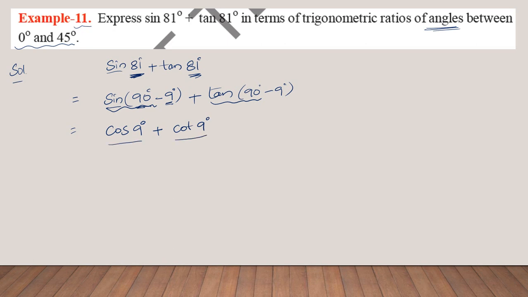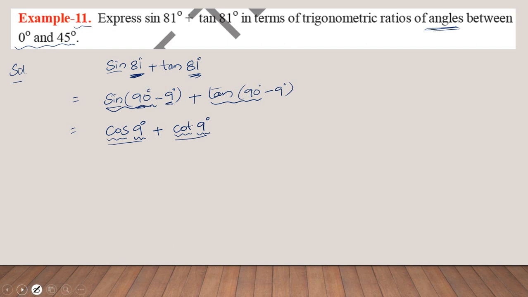If you observe carefully, this angle 9 degrees lies between 0 and 45 degrees, right? Whatever the ratio may be, he did not ask about the ratio. He is asking only that the angle should be between 0 degrees and 45 degrees, right?